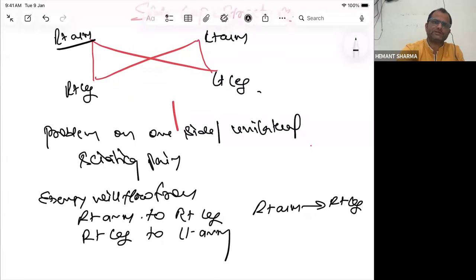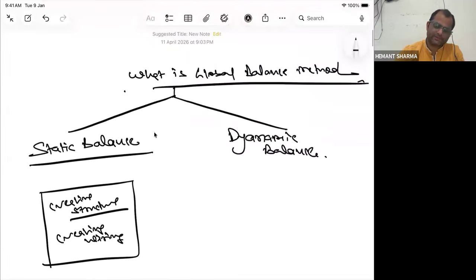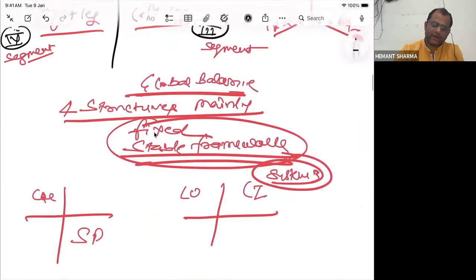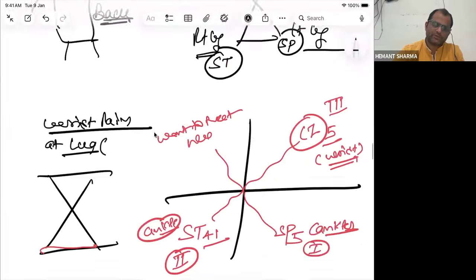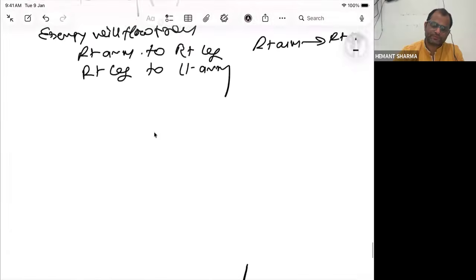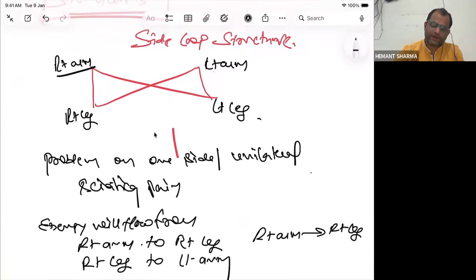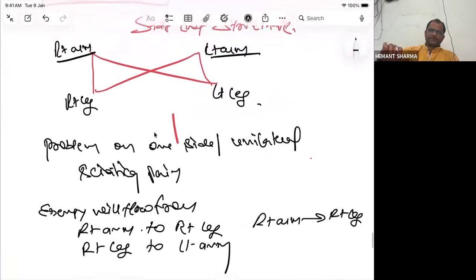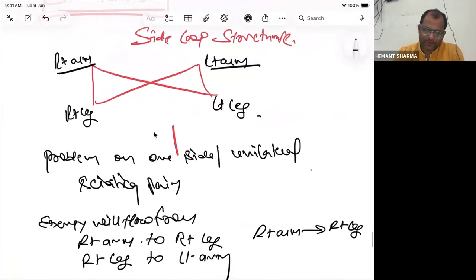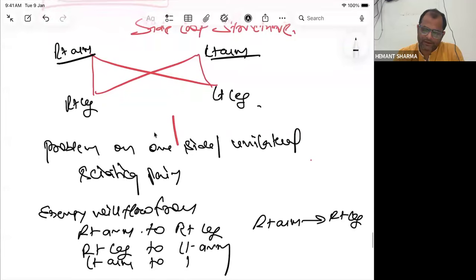I think it's simple and clear. Is it? Yeah. Then energy will go from left arm to left leg, left arm to left leg. Is it right or not?